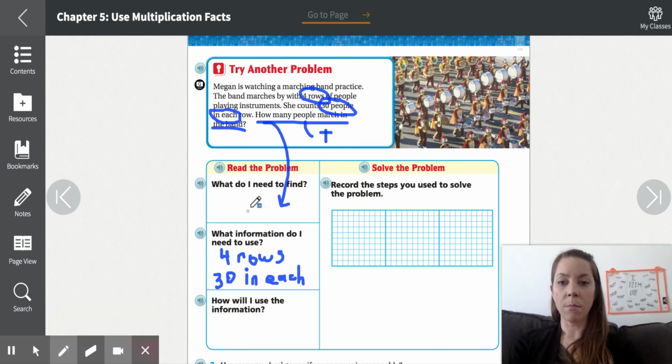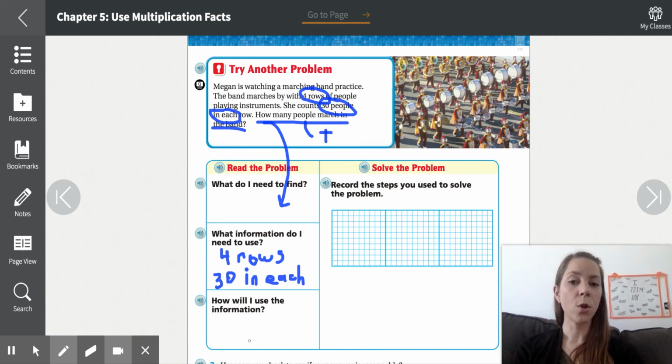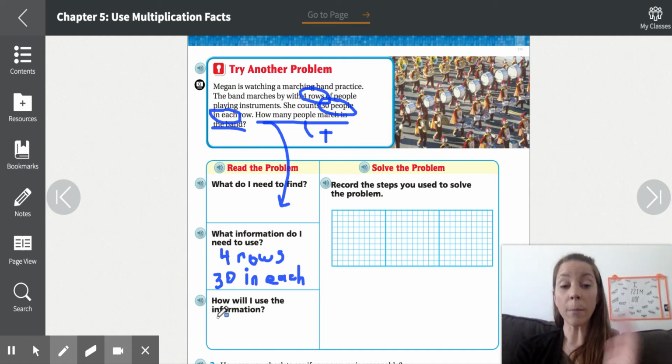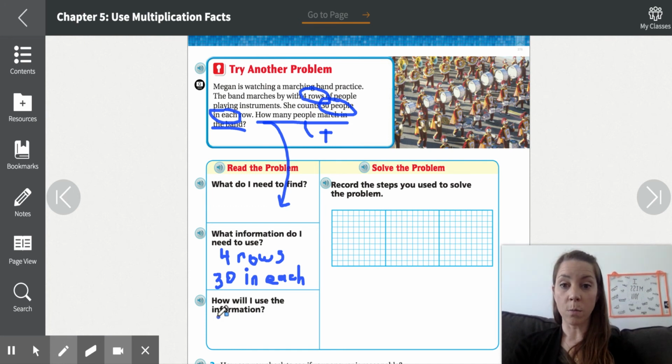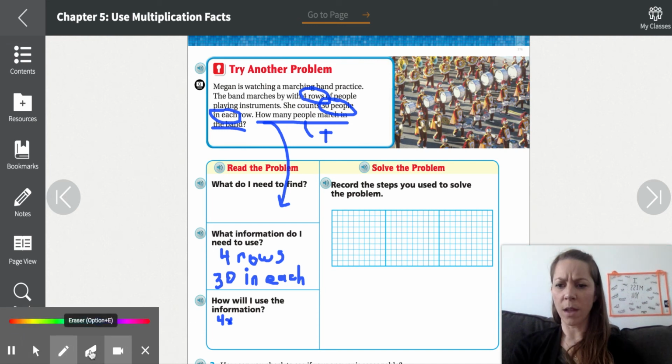Okay, then my last step that I want to think about when I'm trying to figure out the problem is how am I going to use this information? Like, what strategy am I going to use? So, like we did on the first page, we're going to think of kind of like a multiplication problem or a number sentence here, which would be 4 times 30. So let me write that. Instead of writing the actual number sentence, I'm going to say number sentence.